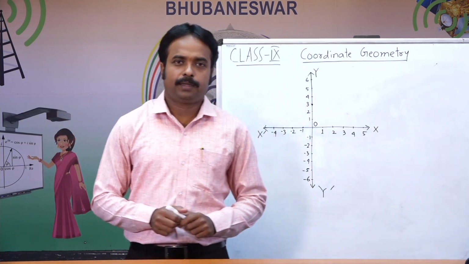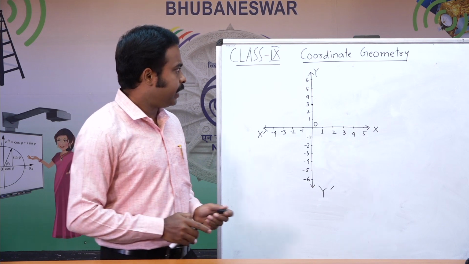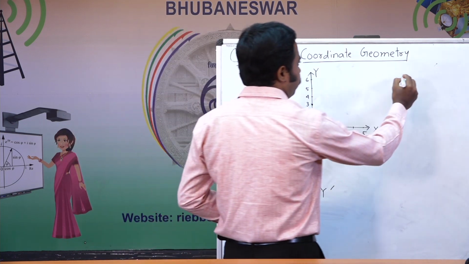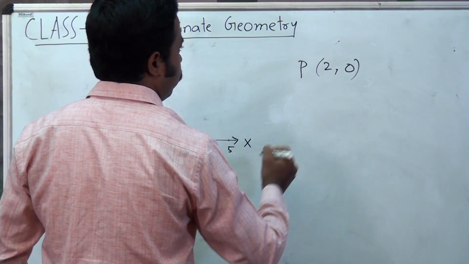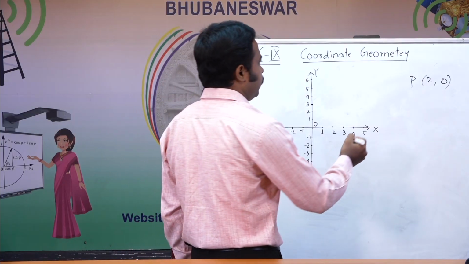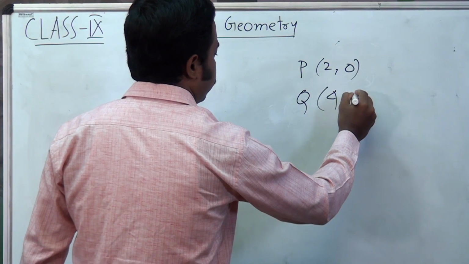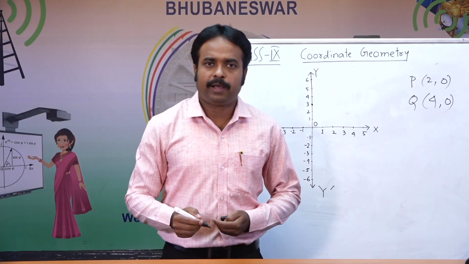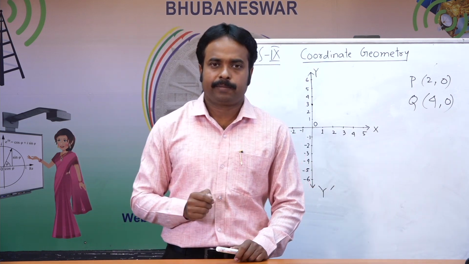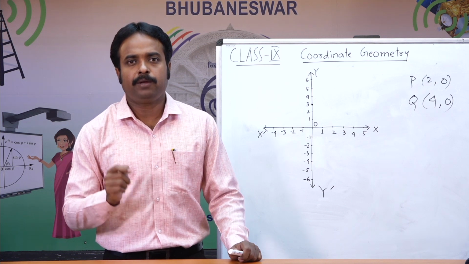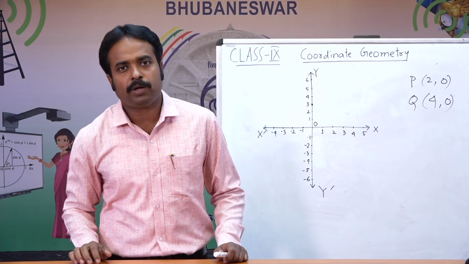Okay students, let us solve another problem. If we take the coordinates of a point P as (2, 0) and another point Q as (4, 0), now if I ask you to take another point R such that PQR will represent a right triangle, then what do you have to do?